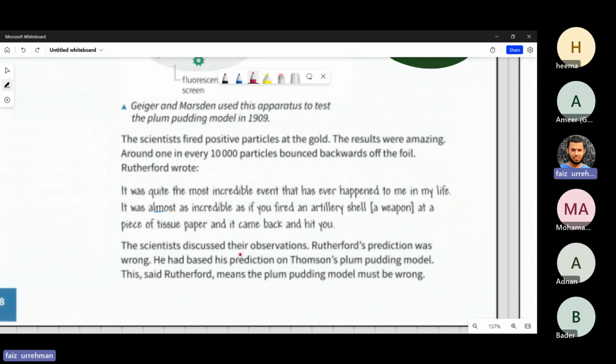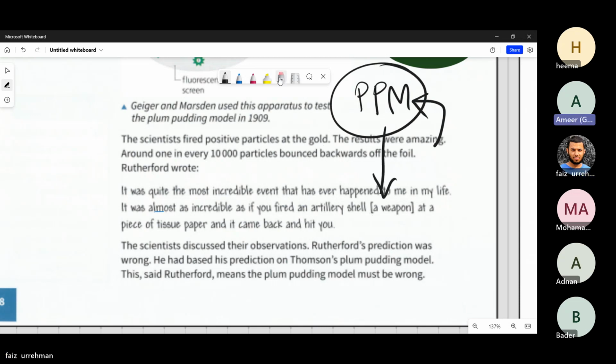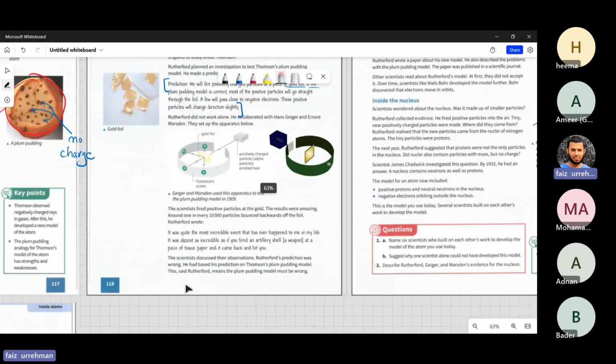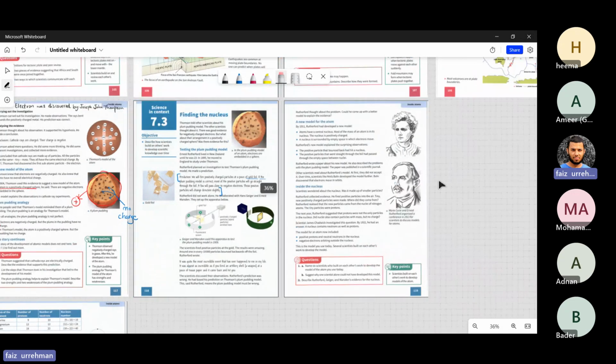Okay. Rutherford's prediction was wrong. He had based his prediction on Thomson's plum pudding model. This means the plum pudding model was also wrong. Rutherford is saying, see, I'm not responsible for this. I based my assumption on the plum pudding model. So if you are telling me I am wrong, this is also wrong because I took my ideas from this model. So it was proven that the plum pudding model is wrong, because Rutherford's prediction was wrong. Okay, everything is wrong.